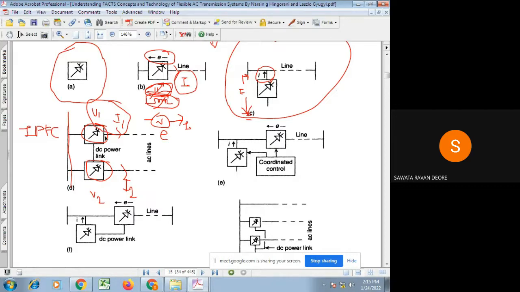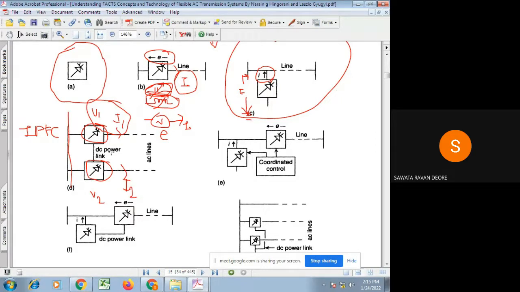It means the power flow among the two transmission lines, so we can call it interline power flow control. That can be done using this series controller if they have a common DC link. If they don't have a common DC link but have coordinated control, then it is simply called a series controller.